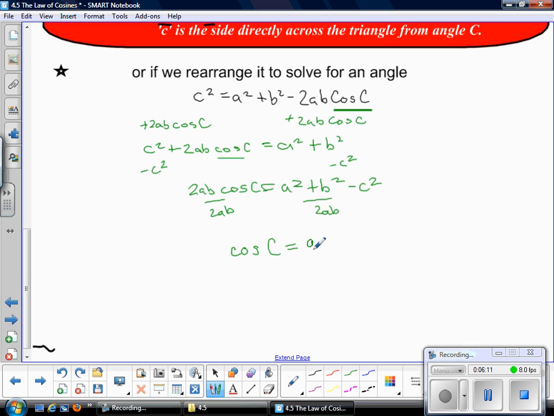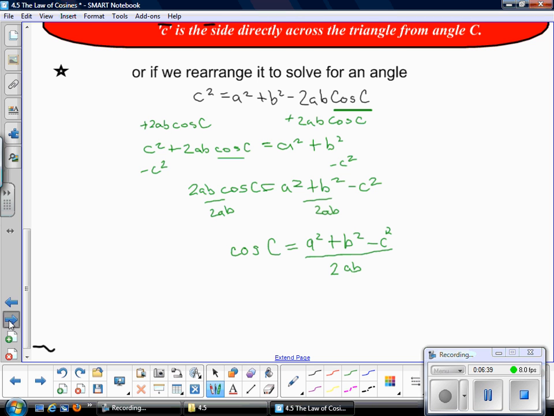So we almost have it finished here. We've created a new formula where it says the cos of c equals a squared plus b squared minus c squared. So it's important that you're subtracting the side that goes with the angle you're finding, all divided by 2ab. Okay, so it's kind of a monster formula, but it comes in very useful, believe me.